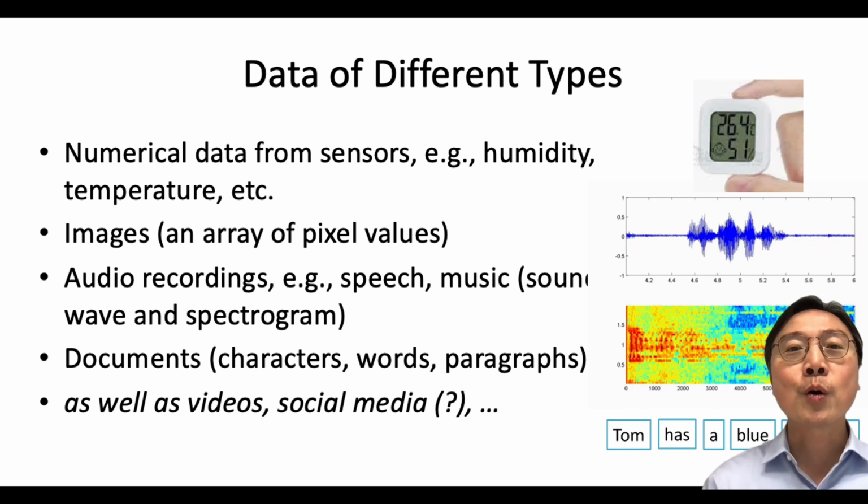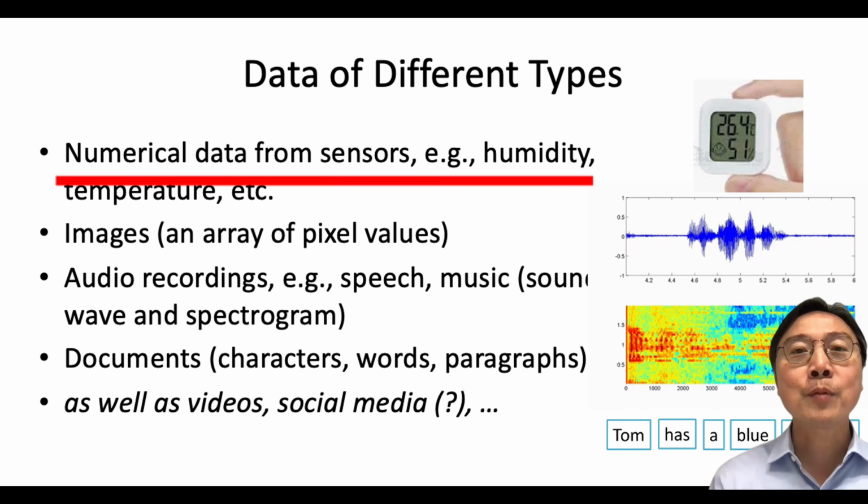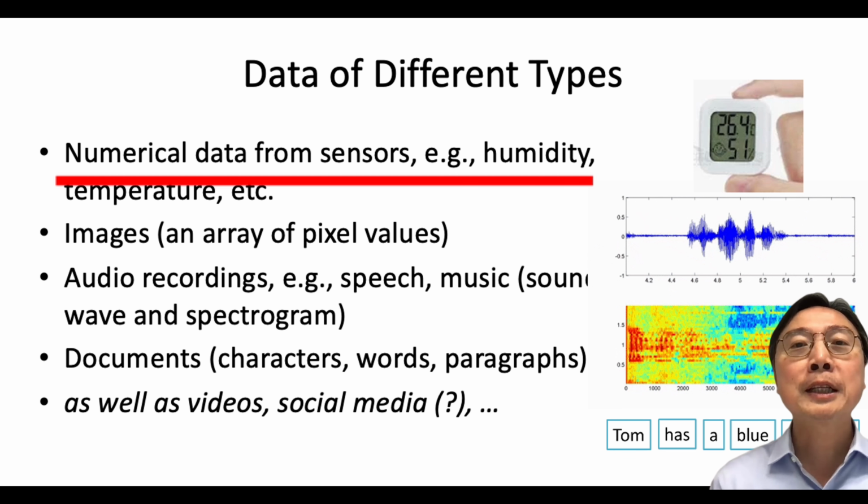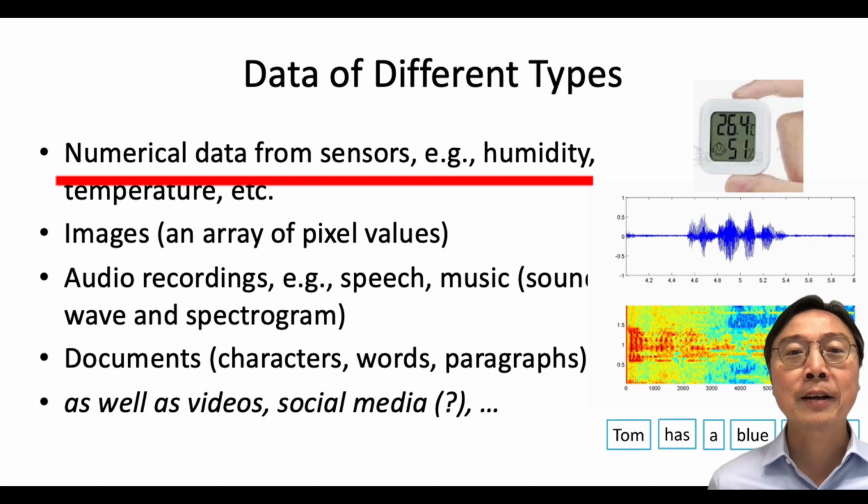Typical types of data include numerical data. For example, you have sensors, a temperature sensor, you may have a humidity sensor. Then you can sense the humidity and the temperature using the sensors, and the numbers become numerical data. So that is one type of data.